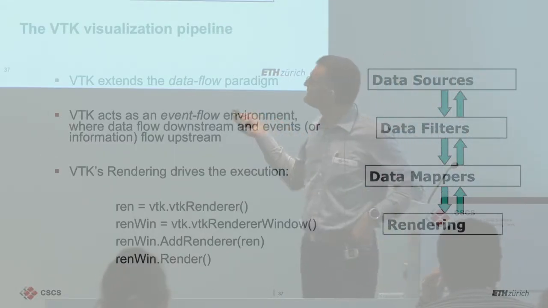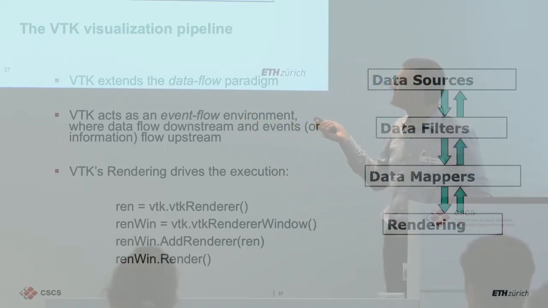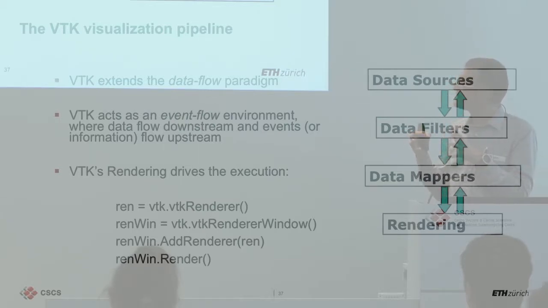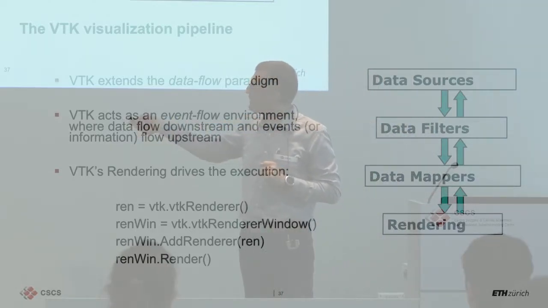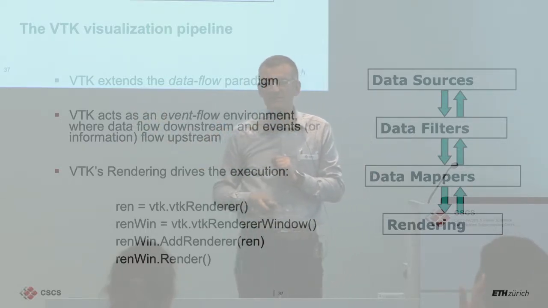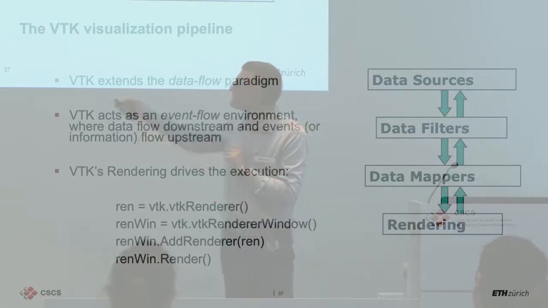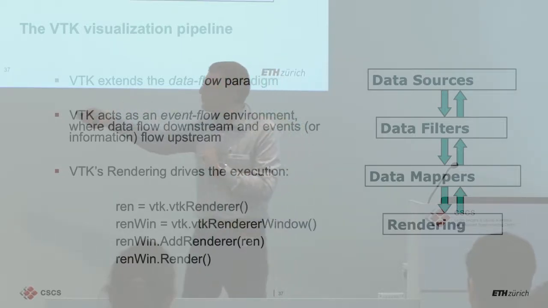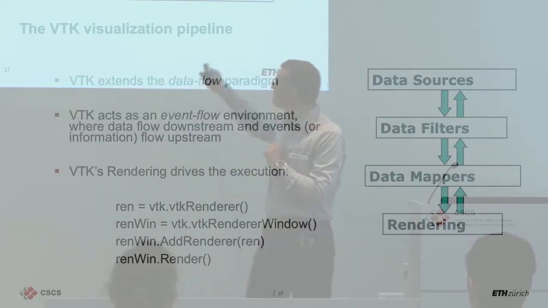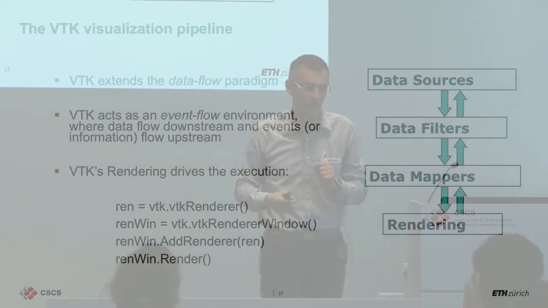So this execution model, as I said, is a mix of event flow and exchange of information. So it's really a bidirectional environment. And in the VTK pipeline, those would be 4 lines of code which you are going to see in every Python example. The instantiation of a renderer, a render window, and then the command render is actually what triggers the execution of your pipeline.